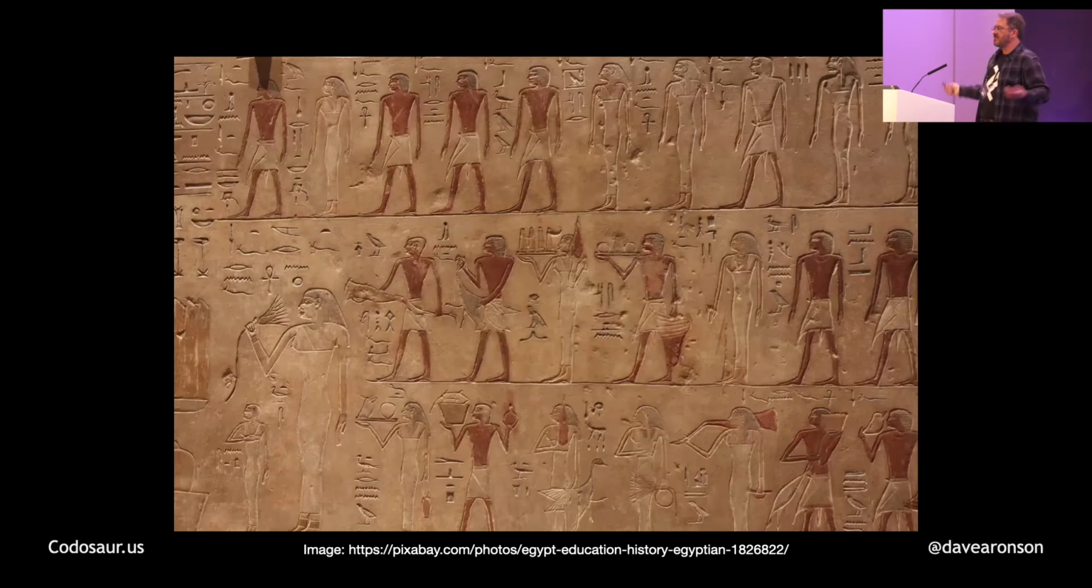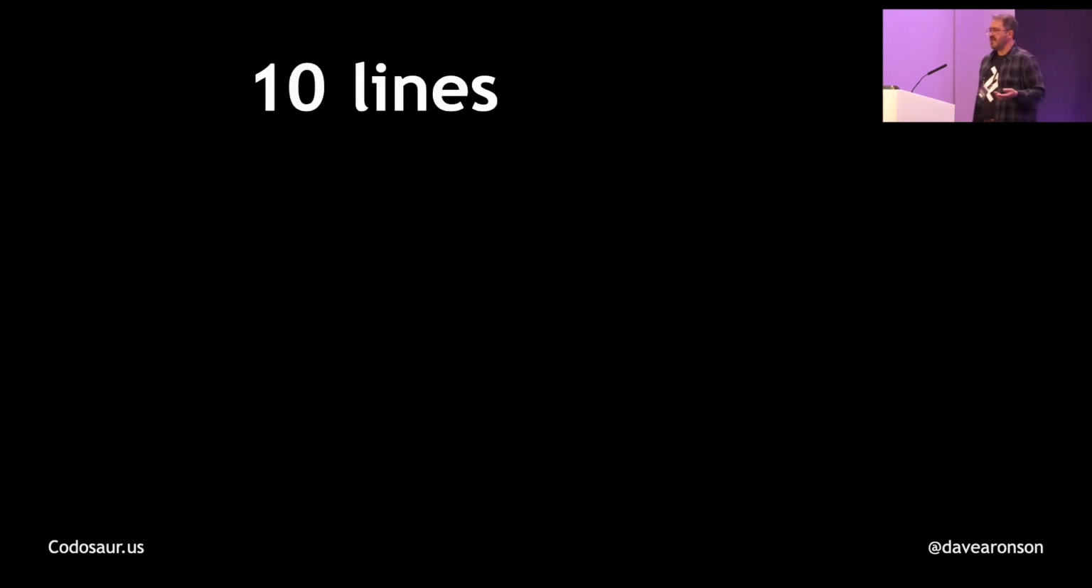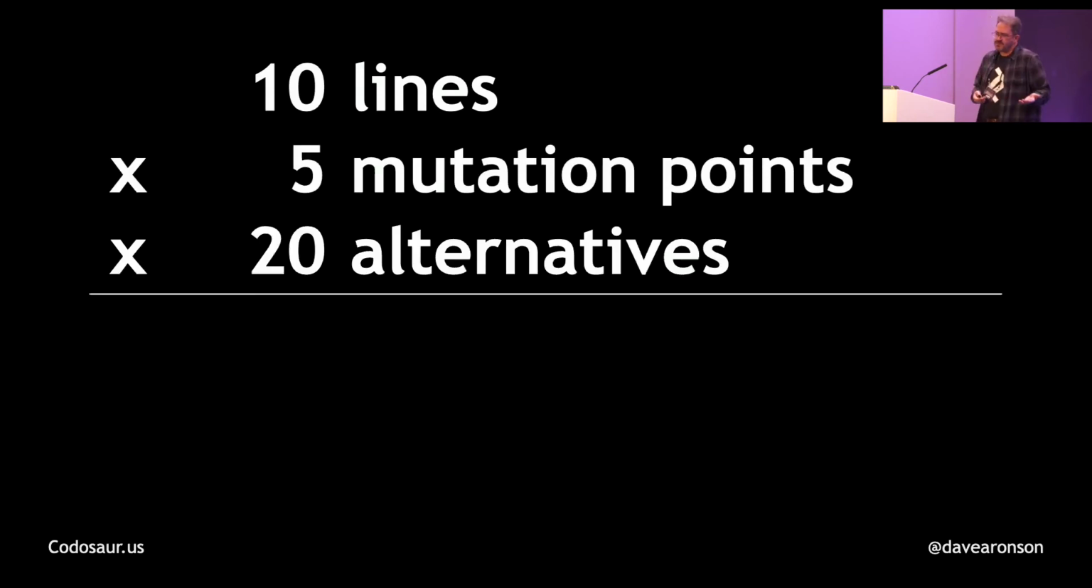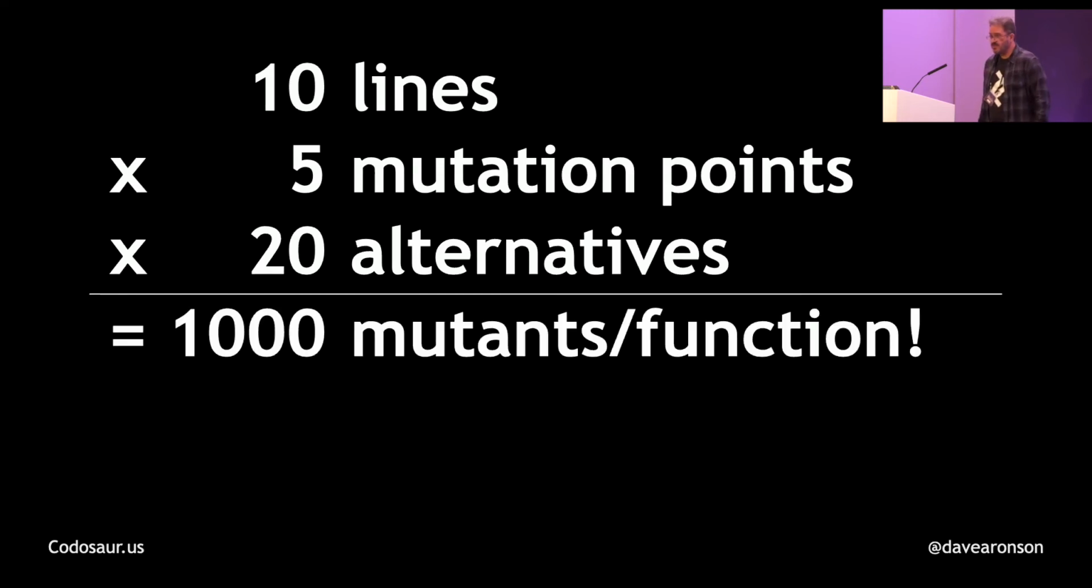Why is it so CPU intensive? And to answer that, we need to do some math, but don't worry, it's pretty basic. Suppose our functions have, on average, about 10 lines each, and each line has about 5 places where it can be mutated to any of about 20 alternatives. That works out to about 1,000 mutants per function. And for each one, we'll have to run anywhere from one of its tests, if we kill it on the first shot, to all of that function's tests, if we kill it on the last shot, or worse yet, it survives, gets away.